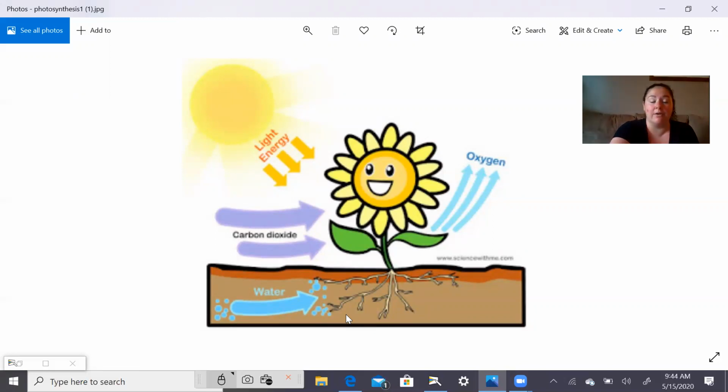Yell it nice and loud. Good, they're making a sugar. Okay, so the carbon dioxide and the water are making a sugar inside of the plant. Okay, using the energy. And they are making oxygen. So the leaves are making oxygen.